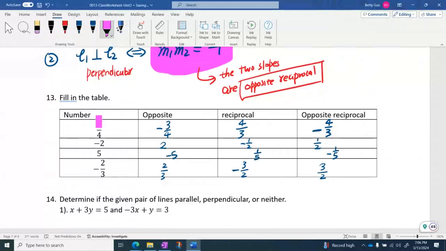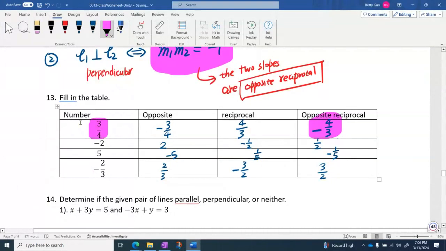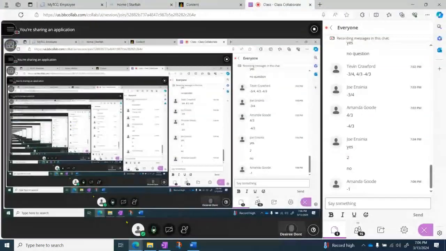I want you to look at the multiplication of the number and its opposite reciprocal. You multiply them together. What's the product of 3 over 4 and -4 over 3? What's the multiplication equal to? If you multiply 3 over 4 with -4 over 3, what do you have? You can use the butterfly method. -1. Thank you, Amanda. Perfect.